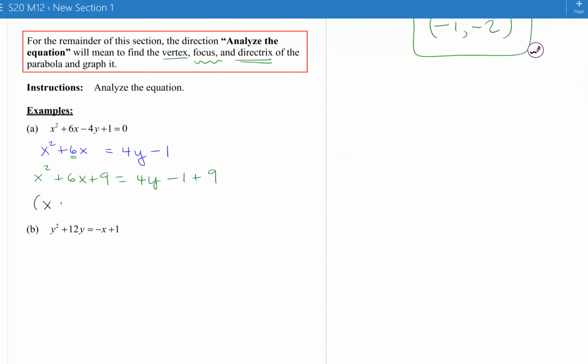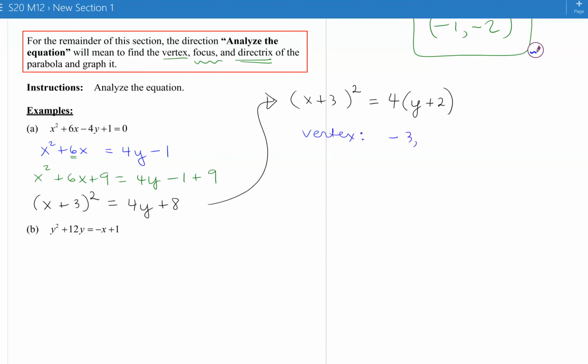So on the left, I can now write this as the perfect square, x plus 3 quantity squared. And on the right, I'm going to have 4y plus 8, but I need to write that as a shift also. So I'm going to have x plus 3 squared equals, factor out the 4, and have 4 times y plus 2. So now I can see where the vertex is, negative 3, comma, negative 2. So let's put that on a graph, negative 3, negative 2. There's my vertex.